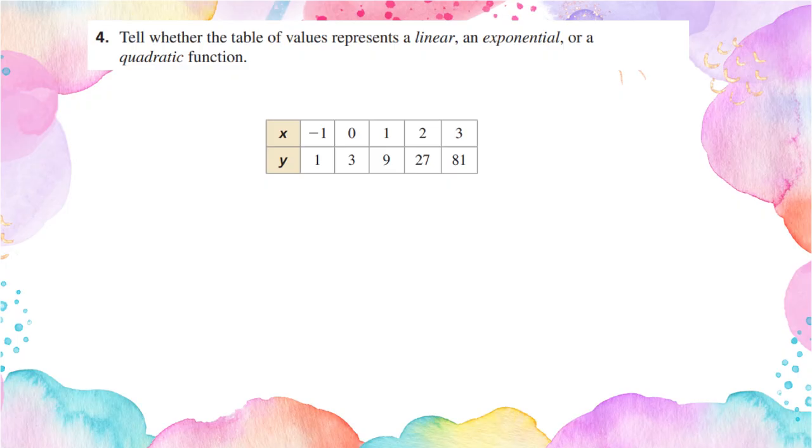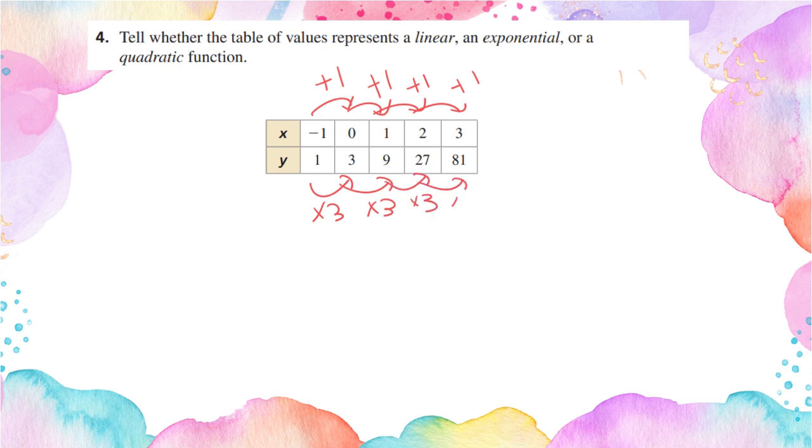Tell whether the table of values represents a linear, exponential, or quadratic function. So between -1 and 0, we have +1, 0 and 1 +1, 1 and 2 +1, and 2 and 3 +1. I know that between 1 and 3, it's going to be +2, but I have a 9 after the 3, right? So I'm going to have times 3. 3 times 3 gives me 9, 9 times 3 gives me 27, and 27 times 3 gives me 81. Therefore, this is an exponential function.